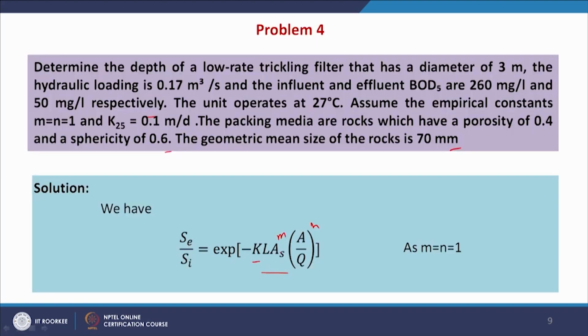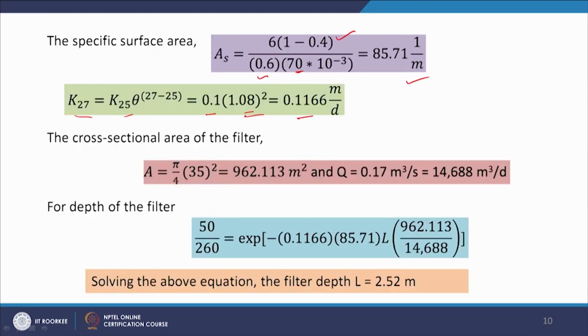Then another term we have to determine is the value of A, that is the cross sectional area of the filter. So, that we are getting as pi r square, or pi d square by 4, where d is equal to 35 meter. So, pi by 4 into 35 square, then we are getting 962.113 meter square. And Q is given as 0.17 meter cube per second, that is equal to 14,688 meter cube per day. So, this is the unit conversion.